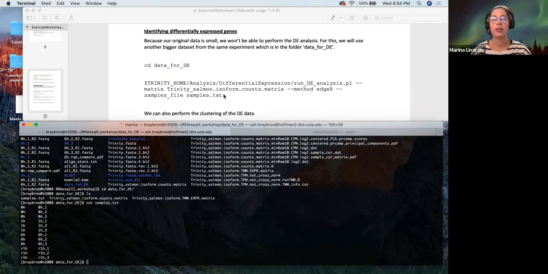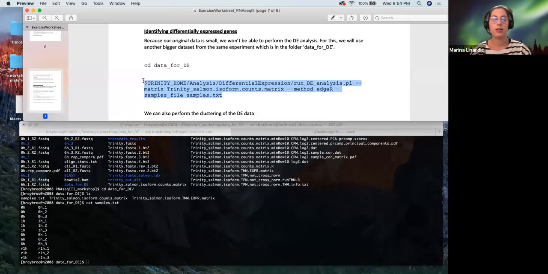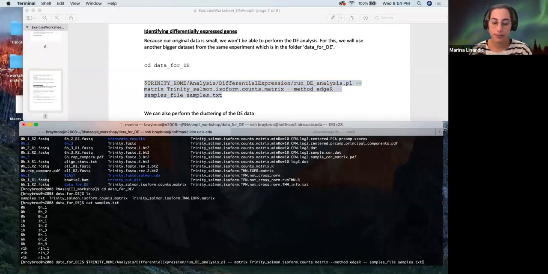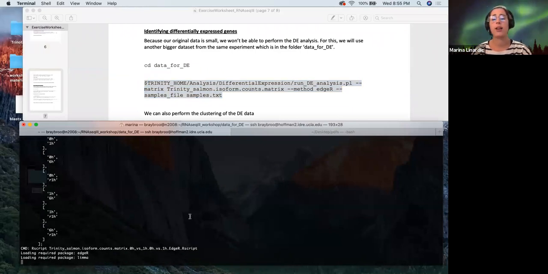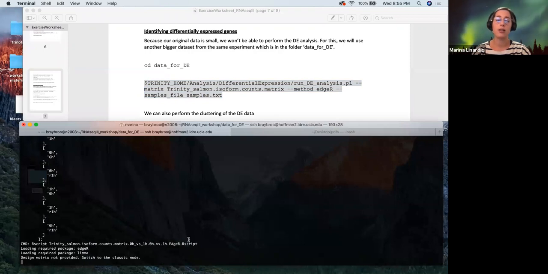So what we're going to do is copy and paste this in. There's, again, a few things that we need to correct. Here we give it the path to our script. We need to input the matrix. We need to input the method, so it's going to be edgeR, and we're going to give it the samples file, and we press enter. What it's going to do now is a pairwise comparison for each of these samples. So it's doing 0 hours versus 1 hour, and then it's going to go through it one by one. So 0 hours versus 6 hours, and all of the ones that we have. This might take like a minute or so until it goes through everything.